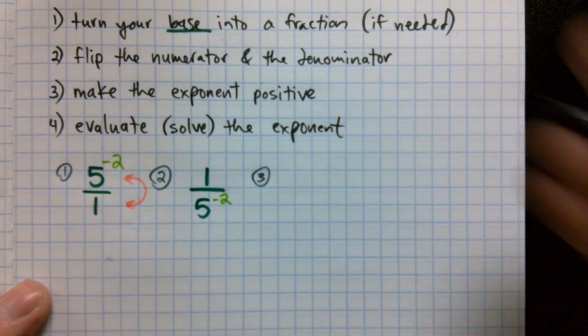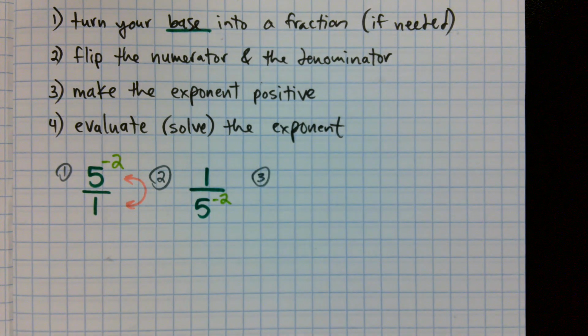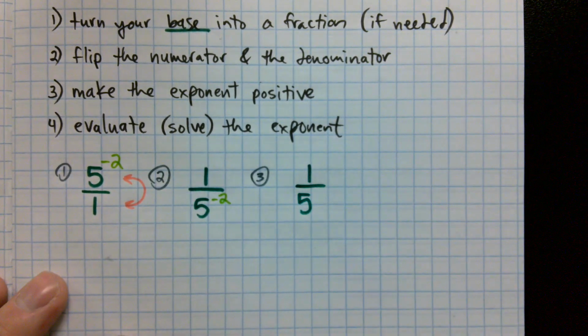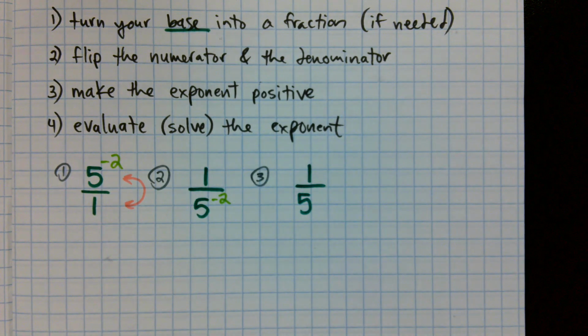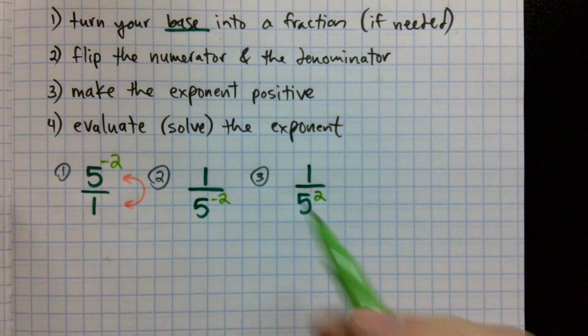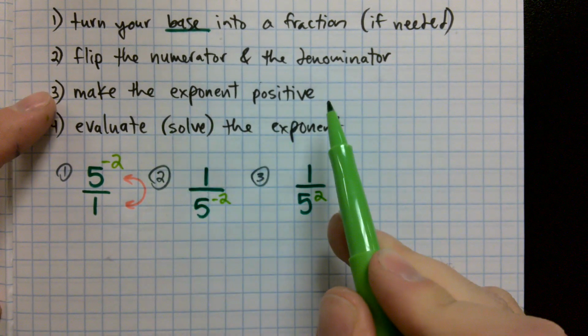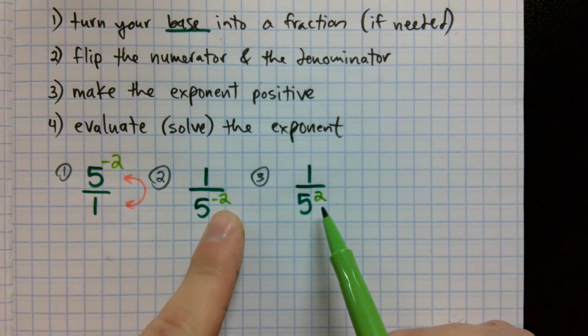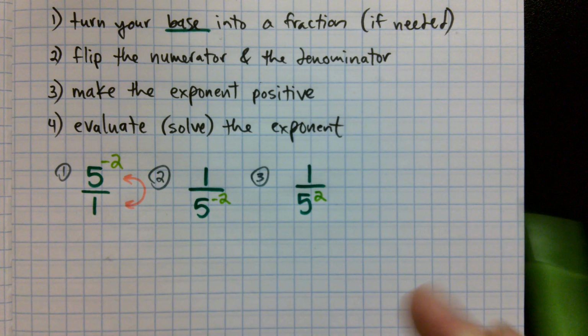Step 3 is making the exponent positive. So we're going to keep our fraction the same, 1 over 5. But what's my new exponent going to be? 2. Just 2, right? Positive 2. Step 3 is make the exponent positive. So all we changed from step 2 to 3 is negative 2 to positive 2.